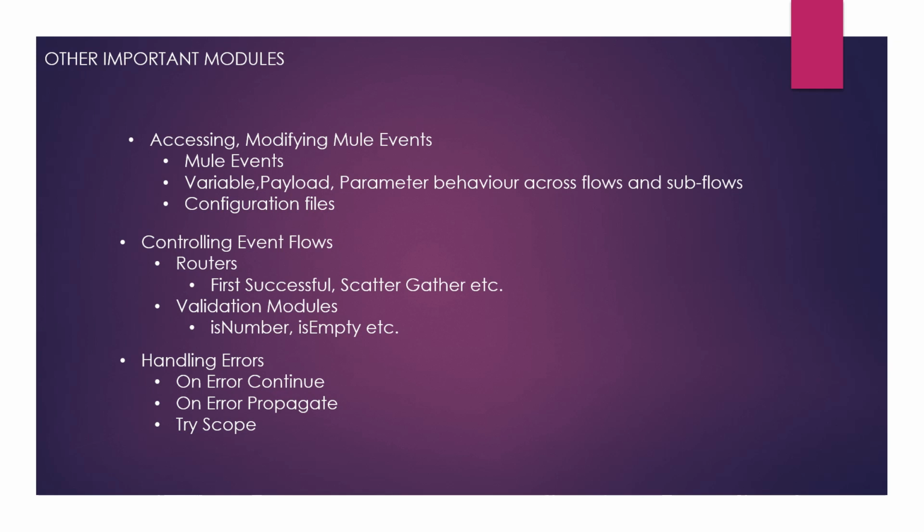Next we come to handling errors. You should know the different types of errors, like messaging errors and system errors. How do we handle these errors at the application level, flow level or processor level, including custom errors? How do we use the different error scopes like on error continue and on error propagate? What is the difference between these two error scopes, and how do they behave if we use them in conjunction with the try scope? These things you should know.